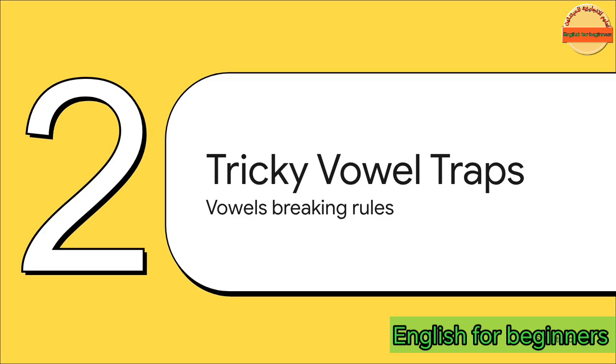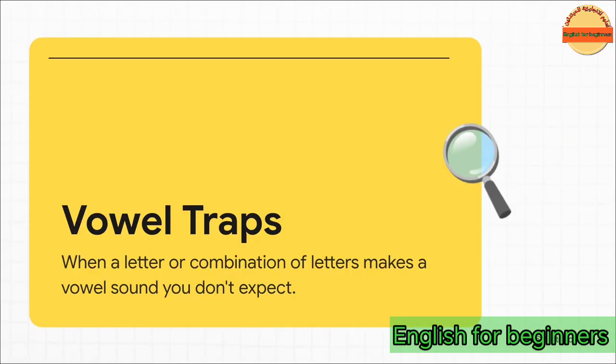Oh no, the vowels can be just as sneaky, leading us right into what we're going to call tricky vowel traps. So what's a vowel trap? It's basically when a letter you think you know, like an A or an O, just decides to make a totally different sound out of nowhere.